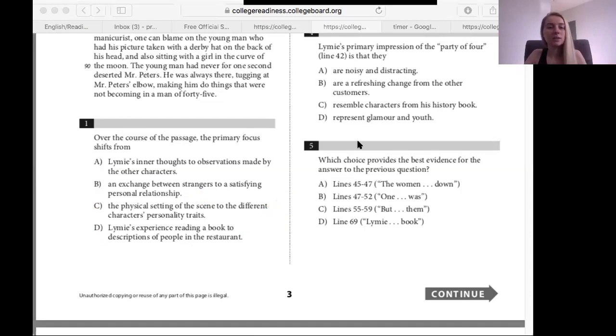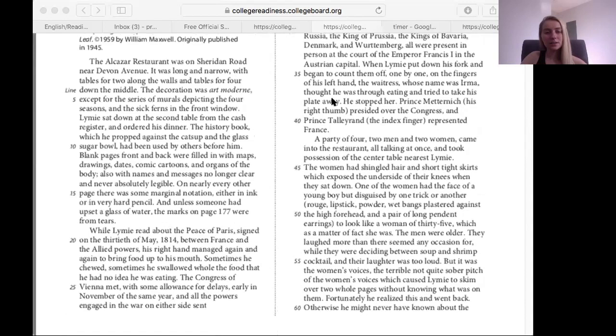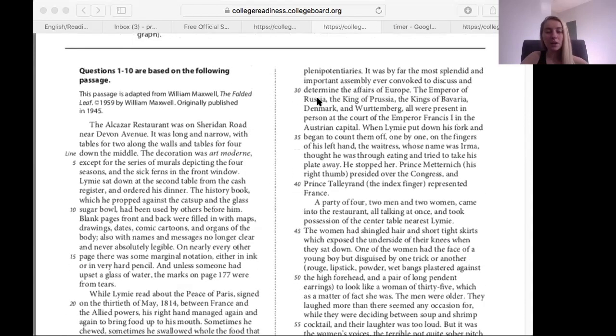All right, so let's take a look even further. Number 3, we have, it can reasonably be inferred that Irma, the waitress, thinks Limey is through eating because. So for this, you want to look back at the line references and see what happens in line 37. So let's go ahead, let's scroll back and take a look. Remember, always read above and below. If I just read line 37, I'm not going to answer the question.